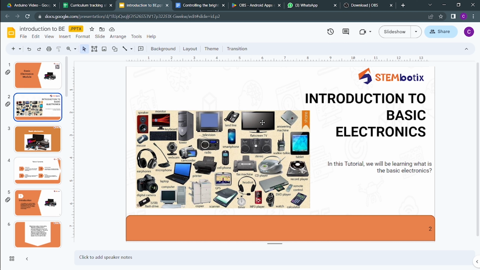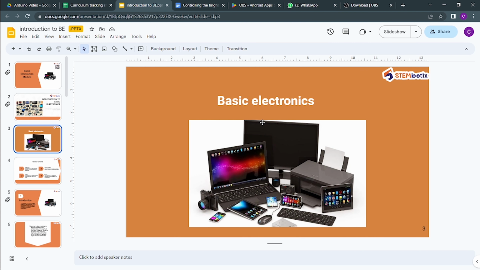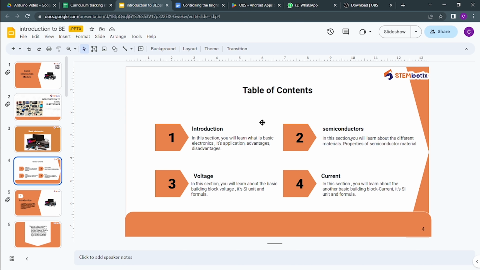As you can see on my display, these are the devices which you can refer to as basic electronics. These are the devices you can see around you, such as a laptop, printer, mobile phone, keypad, tablets, everything. These are basic electronics.